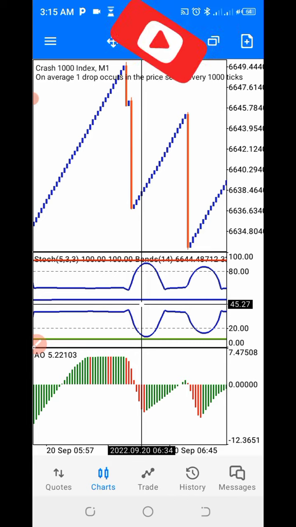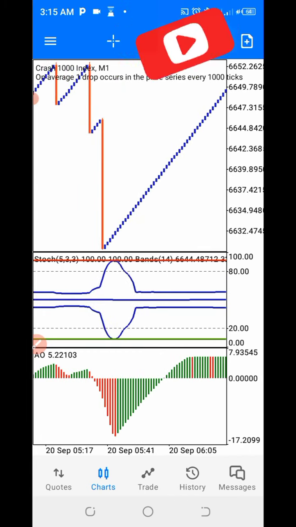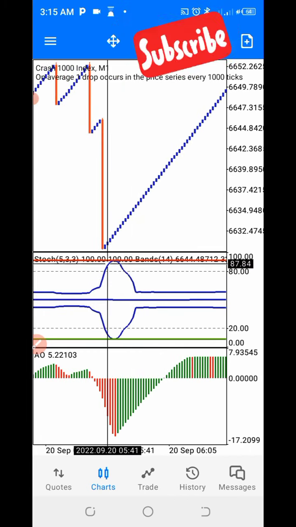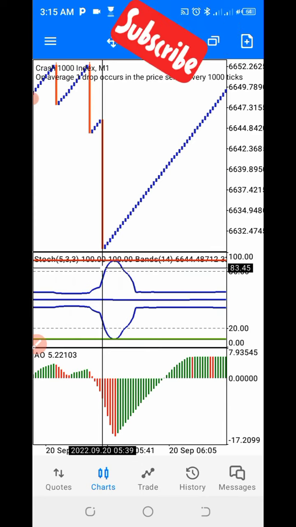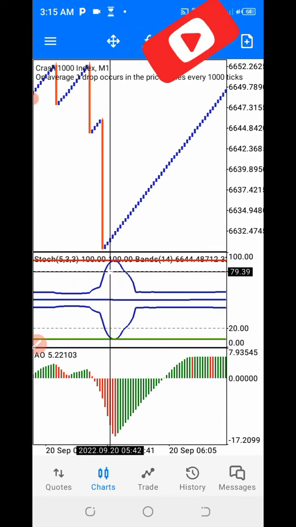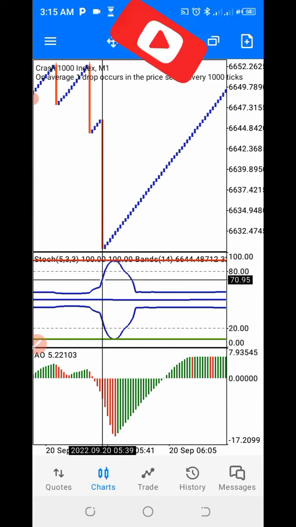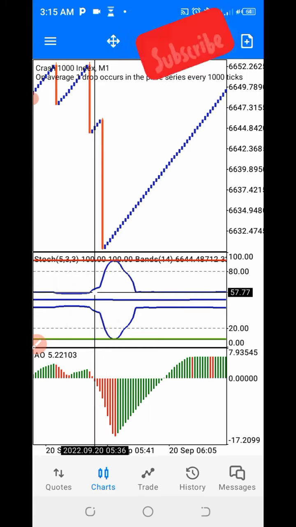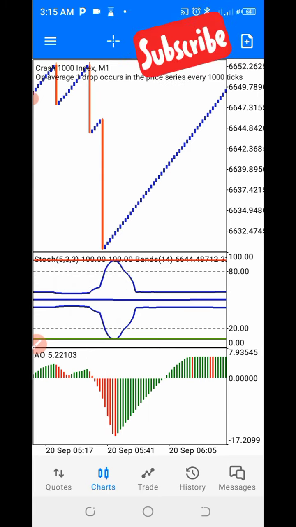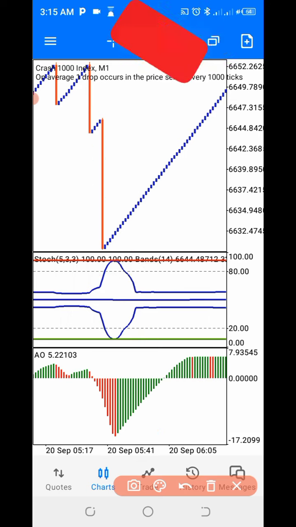So this is another example here. You wait for the spike. After the spike, you wait for it to turn. After this spike, your Bollinger Band will open up. This is our Bollinger Band. It will open up like this, spread up like this.